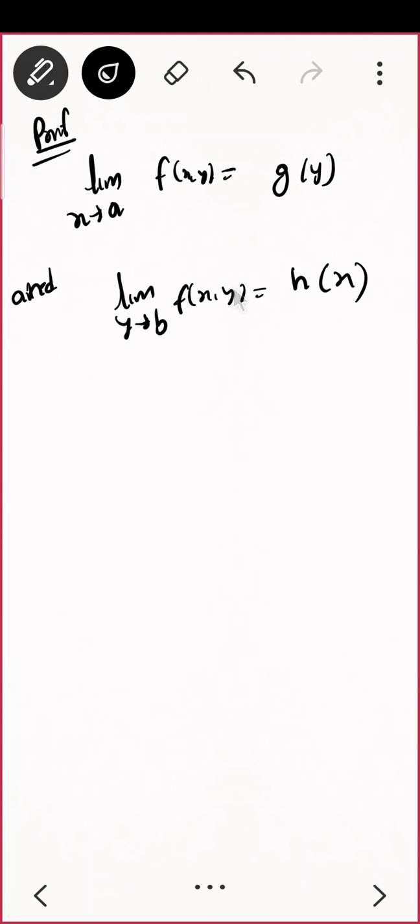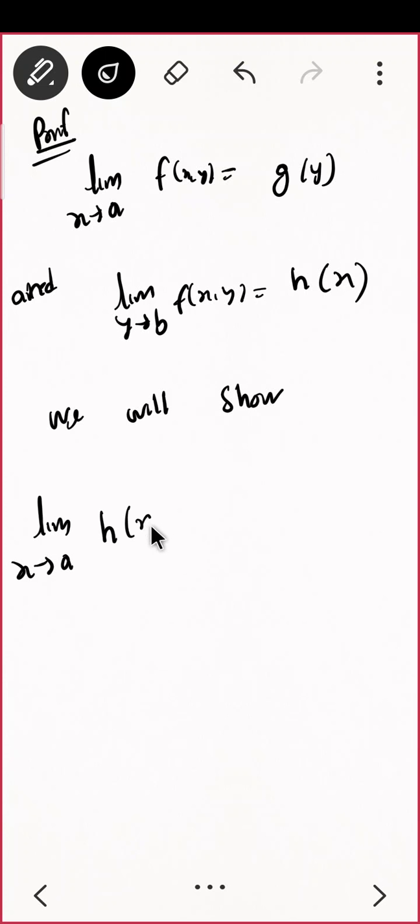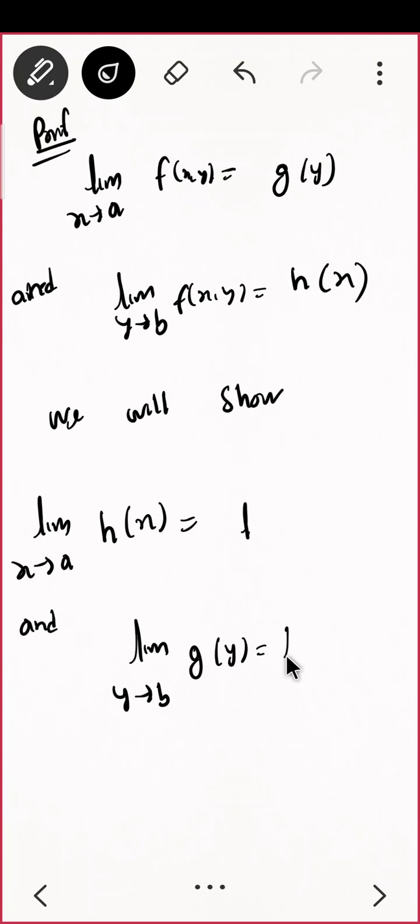Then what do we have to show? What do you want to show? That is, the limit x tending to a of h of x must be the same as L, and the limit y tending to b of g of y must be L, and both are equal. Yeah, this is what you want to show, correct?